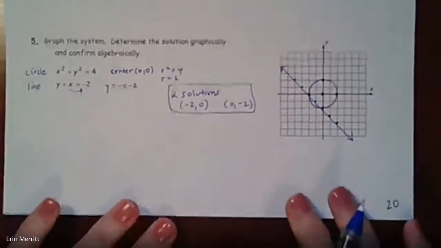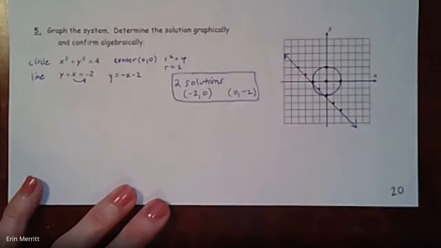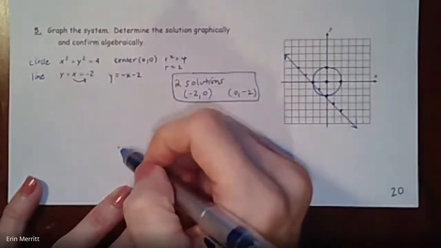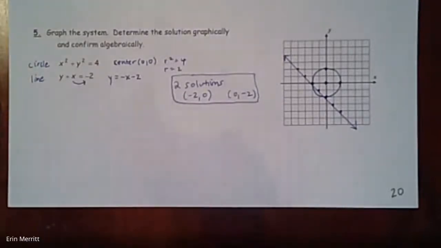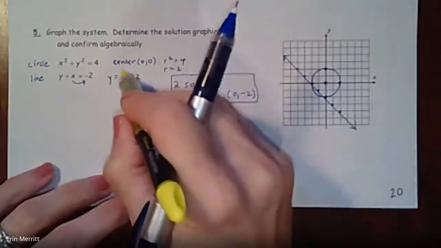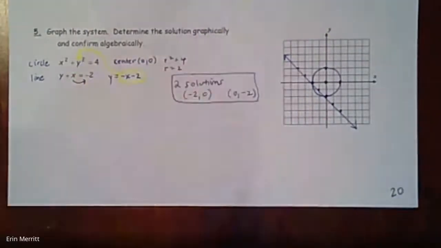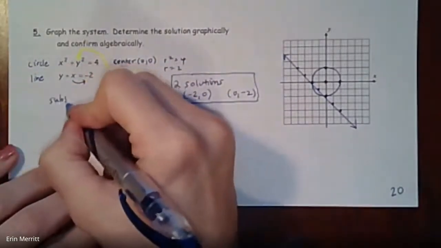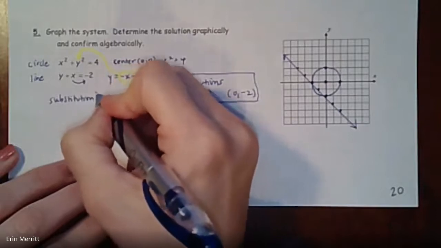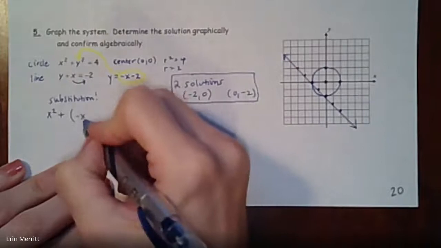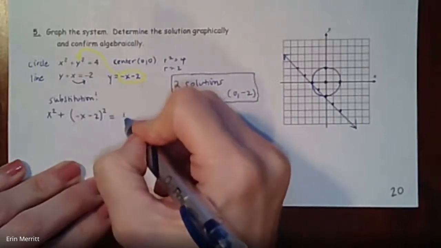Okay, to show this algebraically, because you know you're going to see this on the test, you would have to take and do a little substitution. So what I'd probably want to do here is I would want to take this guy right here, since it's already solved for y, and let's plug it into the other equation in place of y. So we're going to do a little substitution here. So we'd have x squared in for y, negative x minus 2 squared equals 4.